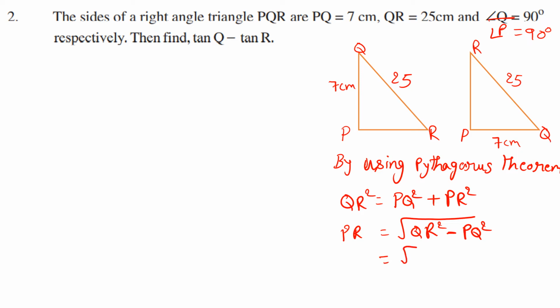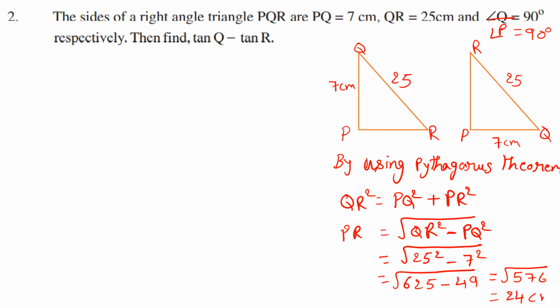So what is QR square? They have given QR, 25 square, minus PQ square, that is 7 square. So we know already, 25 square means 625 minus 49. So how much is it? Root of 576. Already we know the square root of 576 is 24. So now we know that PR equals 24 centimeters. Now we know this PR is also 24 centimeters here.